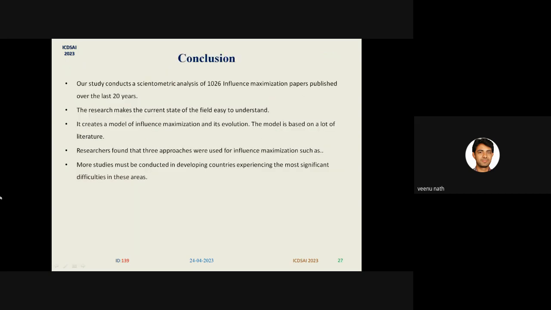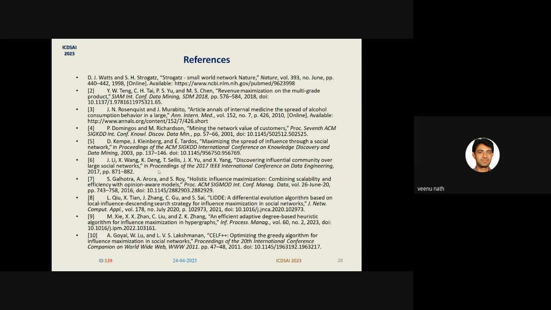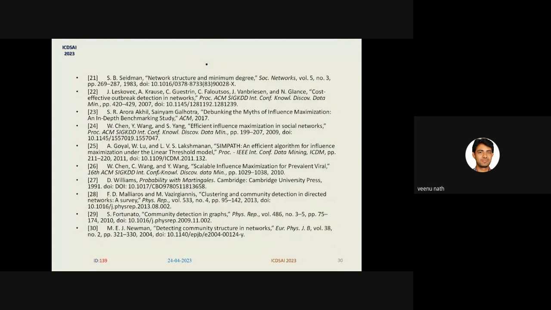These are an overview of my work. I have taken 20 years of data from the Scopus database, and I explained different influence maximization methods. Most studies must be conducted in developing countries experiencing the most significant difficulties in this area. These are the references from when I did my review.